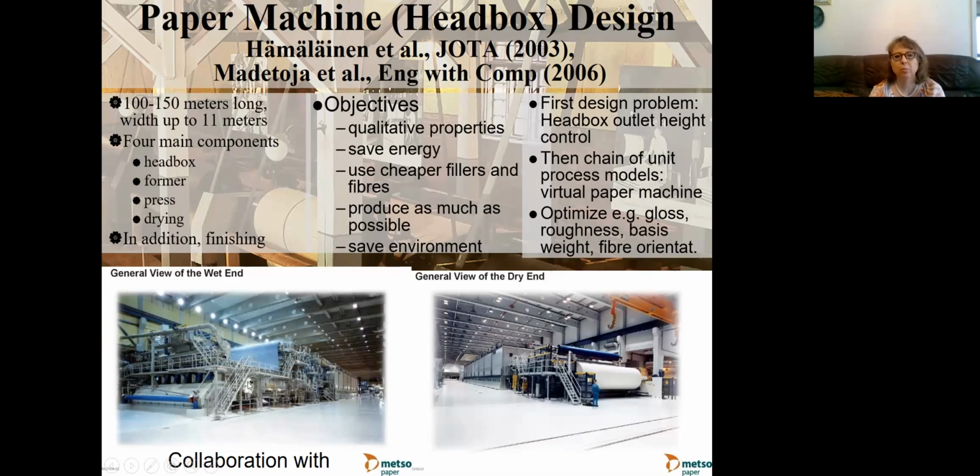This case was related to the head box design in paper machines. The head box is at the beginning of a paper machine. It is the kind of unit that distributes the combination of water, wood fibers, chemicals, and fillers to the length of the paper machine. So the rest of the paper machine just gets rid of water. So what happens in the head box matters a lot in terms of the quality of the paper.